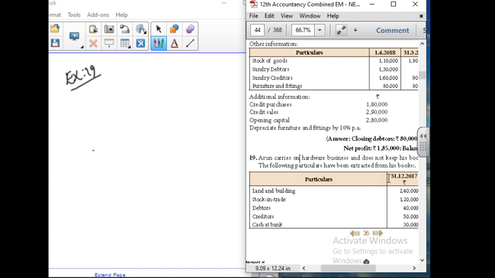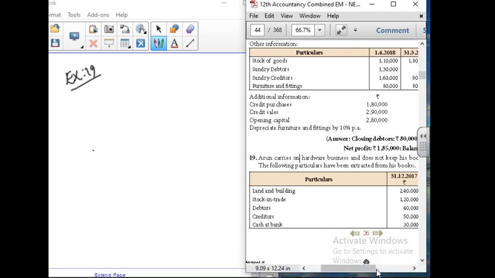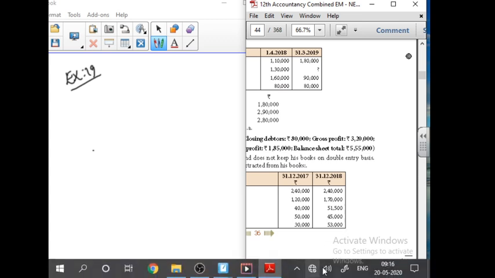Arun carries on a hardware business and does not keep his books on double entry system. So the following particulars have been extracted. So these are the informations. As usual, they have given 31/12/17 and 31/10/18. So don't get confused with the 31/12 date, and again they have given it as 31/10. First information is the opening information and the second column is the closing information.